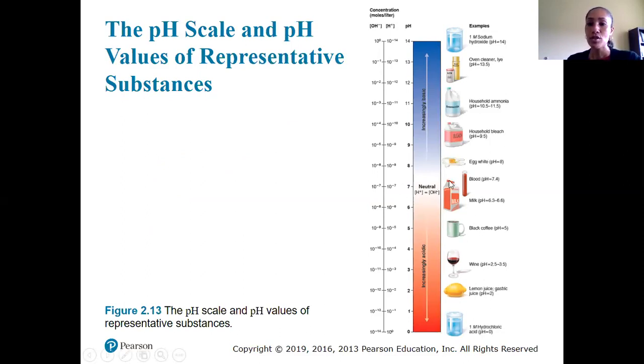And then we've got neutral, so things that fall around the neutral category, we've got our blood pH. Like I said, it's about 7.35 to 7.45. And then the more basic a substance is, the higher its pH, closer to 14. So for instance, household bleach is going to be less basic than household ammonia, or household bleach will be less basic than oven cleaner.